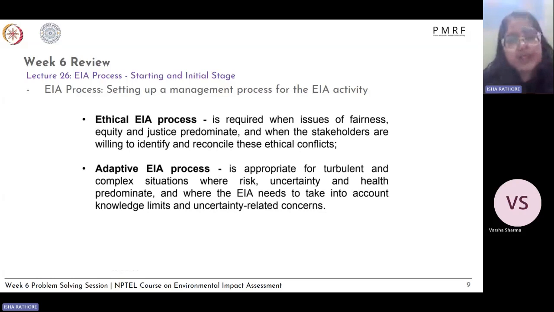Then an ethical EIA process is required where issues of fairness, equity, and justice predominate, and when the stakeholders are willing to identify and reconcile these ethical conflicts. And an adaptive EIA process is appropriate for turbulent and complex situations where risk, uncertainty, and health predominate, and where the EIA needs to take into account the knowledge limits and uncertainty related concerns. So these are some definitions which come out of this particular lecture.